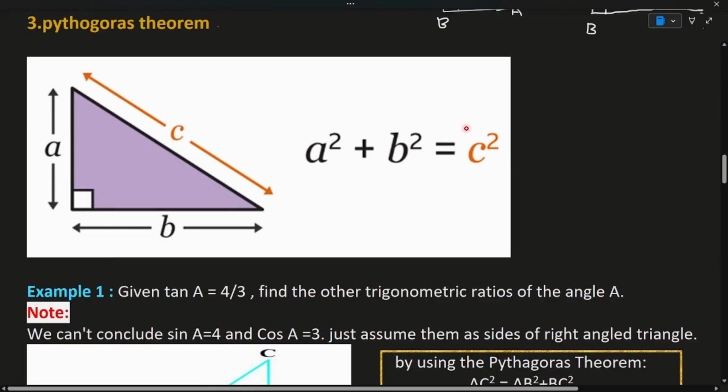So let us discuss the Pythagoras theorem. What does the Pythagoras theorem say? The Pythagoras theorem says that the square of the hypotenuse is equal to the sum of the square of the opposite side and the square of the adjacent side. So in this given figure, the hypotenuse is C, the opposite side is A, and the adjacent side is B. So hypotenuse square equals adjacent square plus opposite side square.